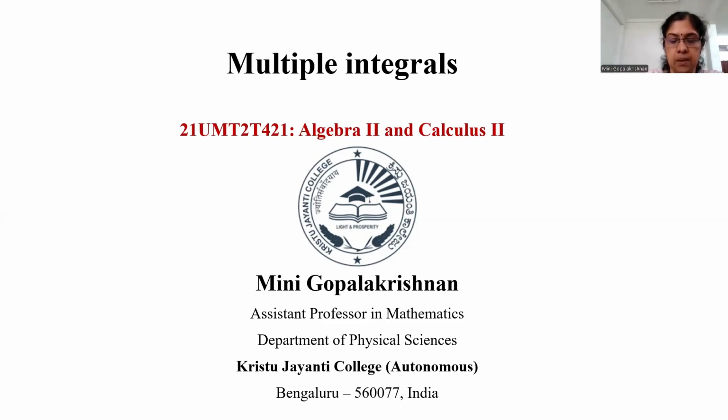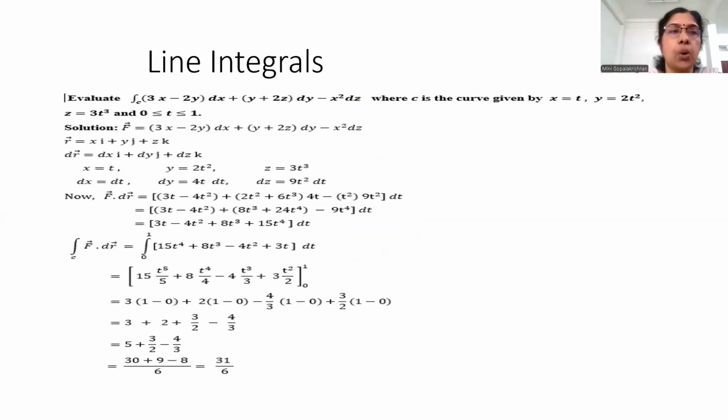So we'll see problems on line integrals. So here we have a problem. Evaluate the integral of (3x - 2y) dx + (y + 2z) dy - x² dz, where C is a curve given by x = t, y = 2t², z = 3t³.